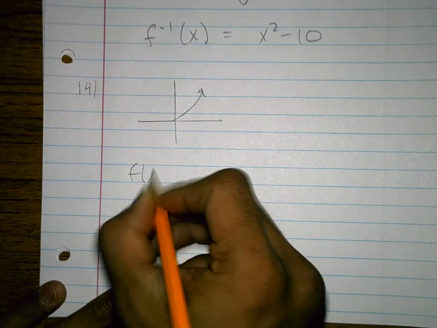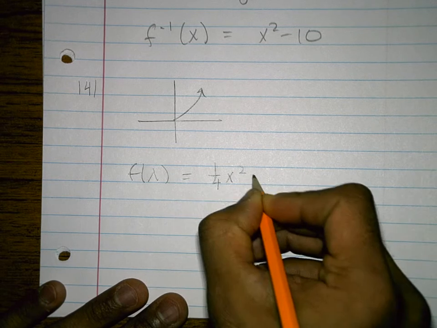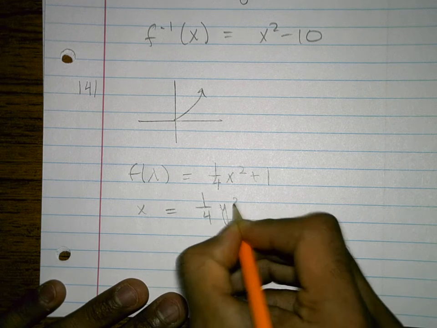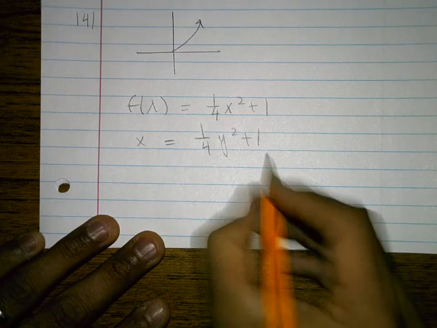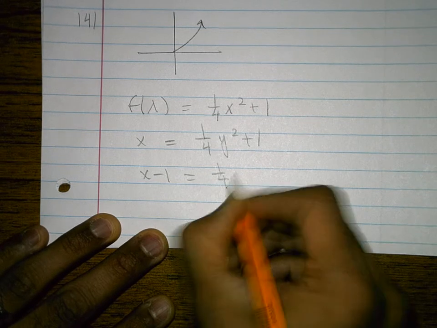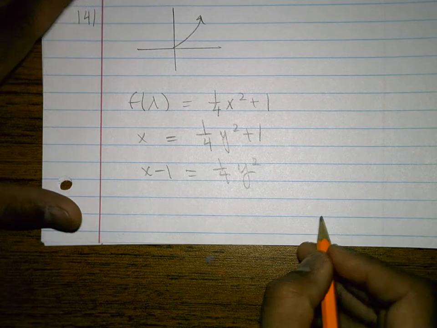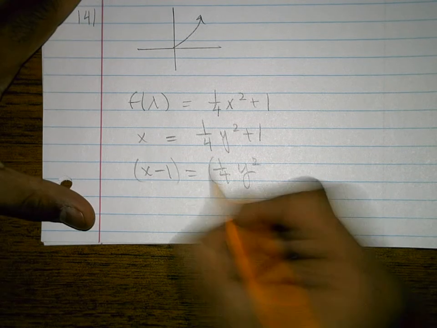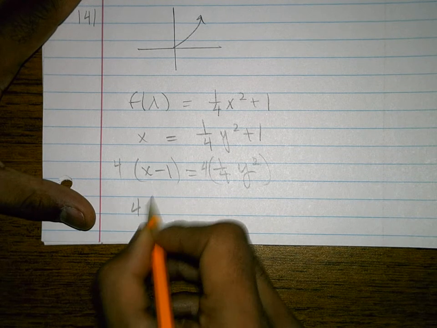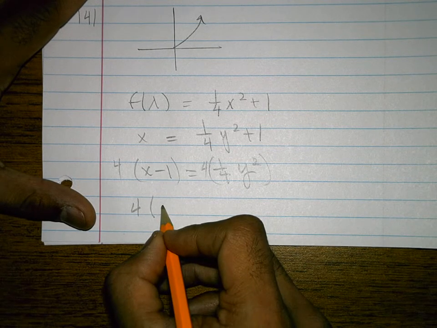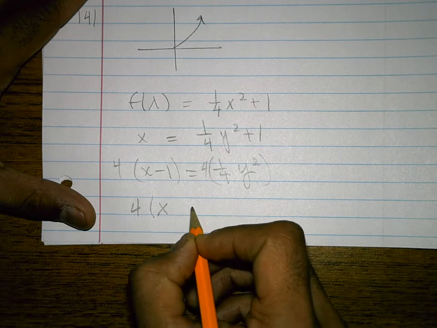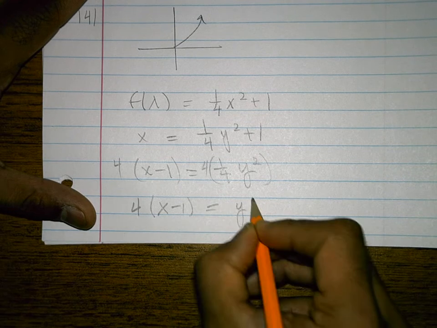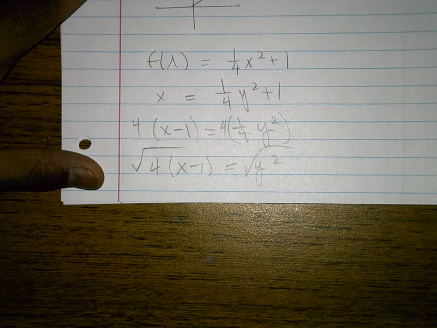So f of x equals 1 over 4 x squared plus 1. Switch the x and the y's. Right. Subtract 1 from both sides. Multiply both sides by 4. Okay. So it's 4 times x squared or x minus 1. I'm going to leave it like that. Take the square root. Okay.